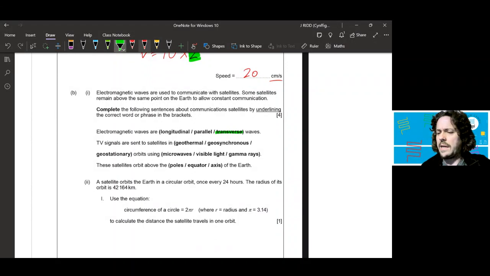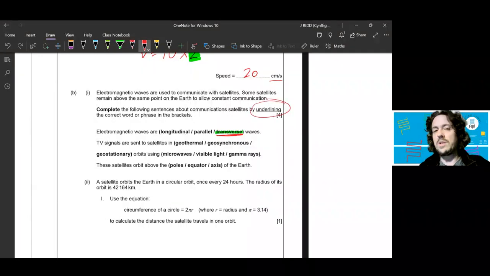I'm highlighting this, but actually that's pretty poor practice. I should underline as the question is instructing me to do. So make sure you listen to those commands as well. It's quite clearly stated and underlined, so that's what I should be doing.